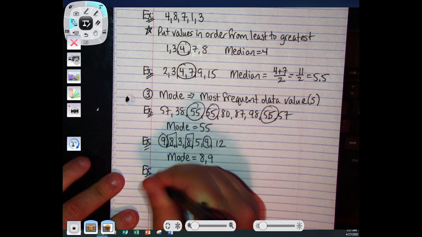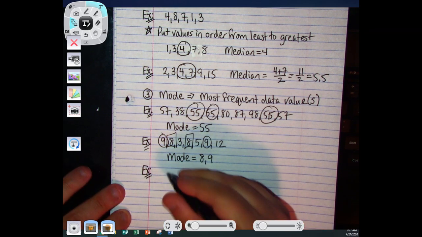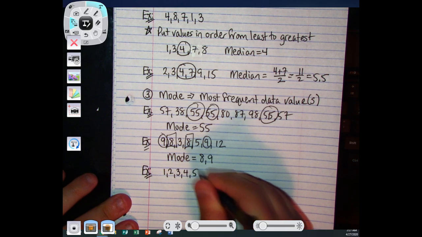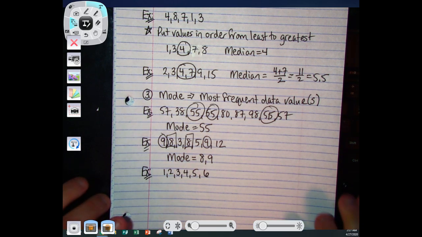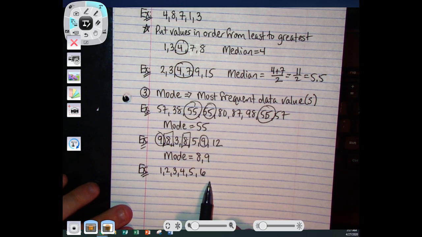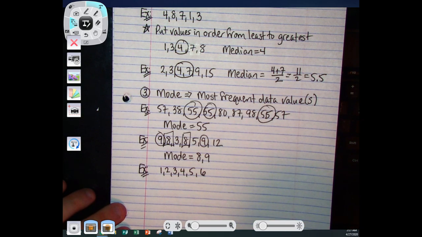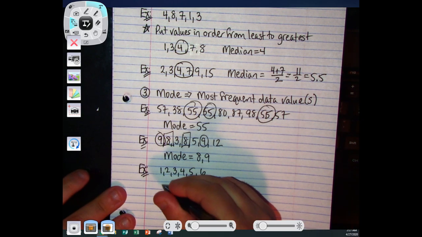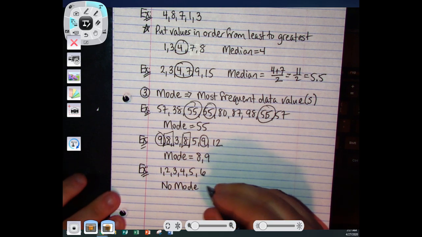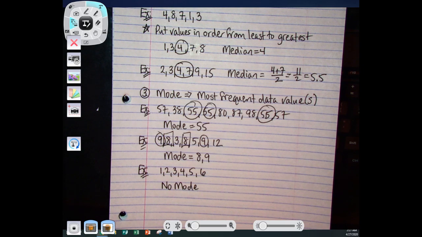So for our last example for mode, you could be given 1, 2, 3, 4, 5, 6. And you're told to find the mode. Well, notice all the values here only appear one time. If you have all the values where they appear the same number of times, we don't have a most frequent data value. So here we would say no mode or none, and that is it.